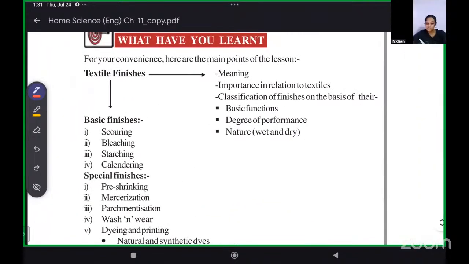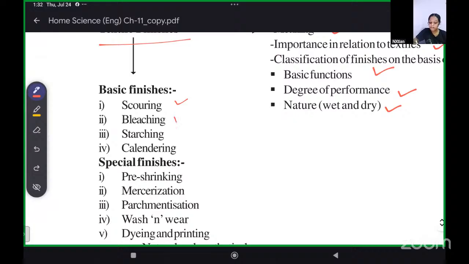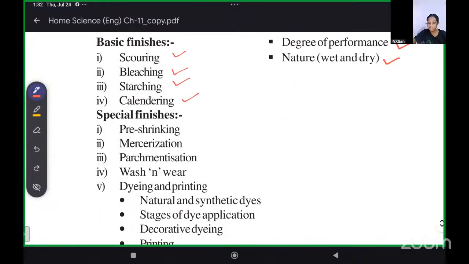We saw textile finishes. What's the meaning of textile finishes? What is the importance in relation to textiles? What is the classification on the basis of three major categories of classification: basic function, degree of performance, and nature. In the basic finishes, we saw scouring, bleaching, starching, and calendering. In the special finishes, we saw pre-shrinking, mercerization, parchmentization, wash and wear, dyeing, and printing.